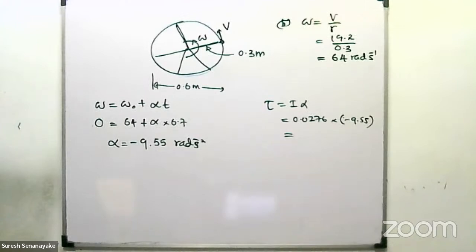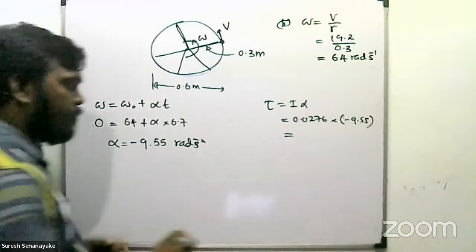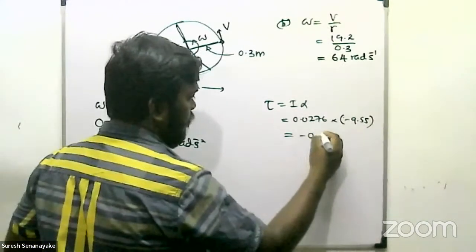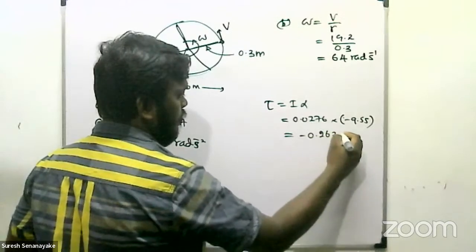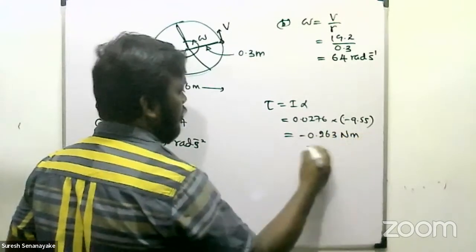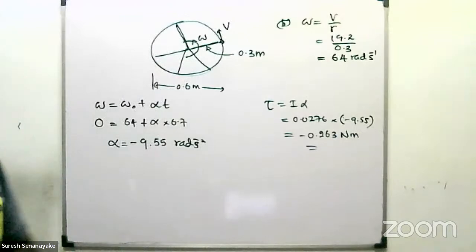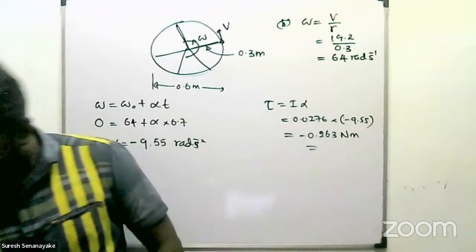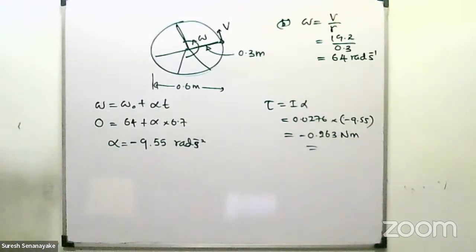The negative sign you need to mention, because this means it's the torque applied opposite to the direction of motion or rotation. That is in Newton meters, right? Okay. Is it clear? Then we'll go to the next question.